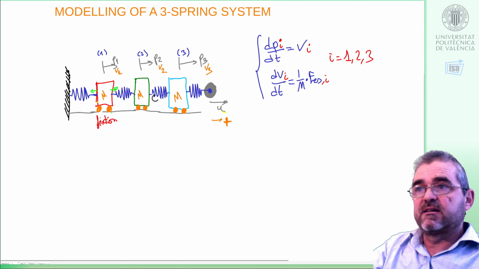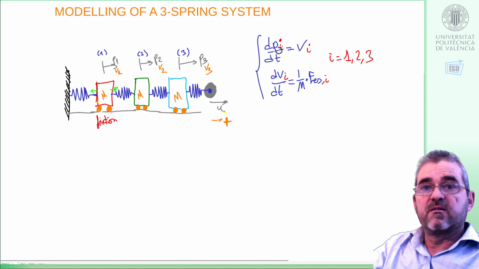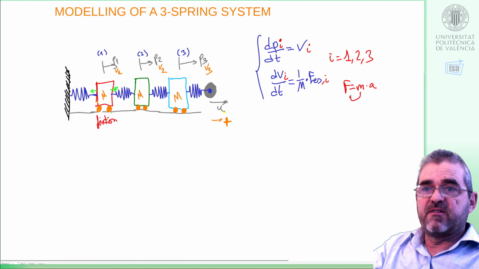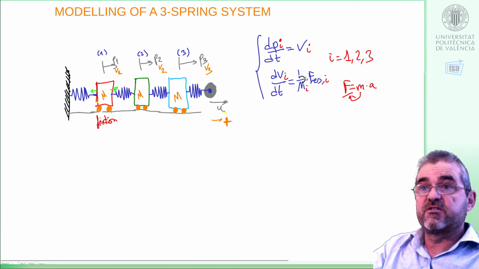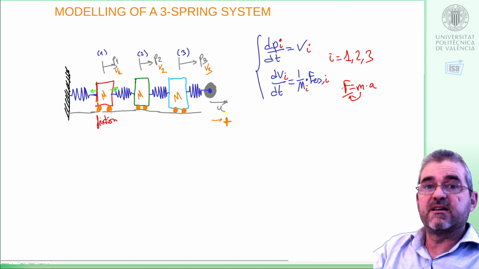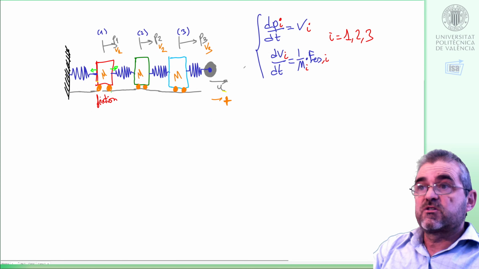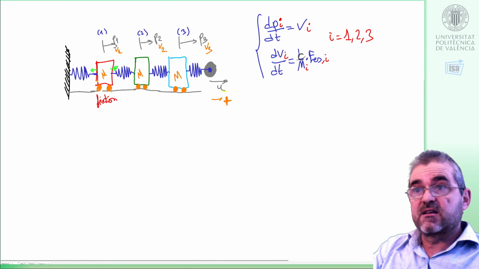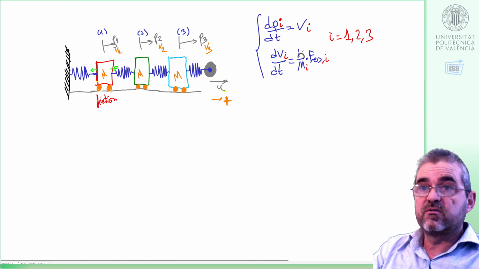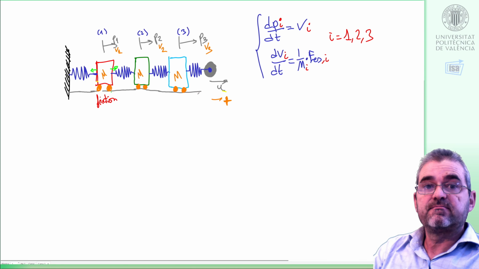As we are modeling mechanical systems, the basic equations will be Newton's law: the time derivative of positions are speeds, and force equals mass times acceleration. If we divide by mass, the derivative of the speed, which is the acceleration, is the resulting force on object i, 1, 2, 3, divided by its mass. So our model will be basically these 6 equations, 2 for each of the moving masses.